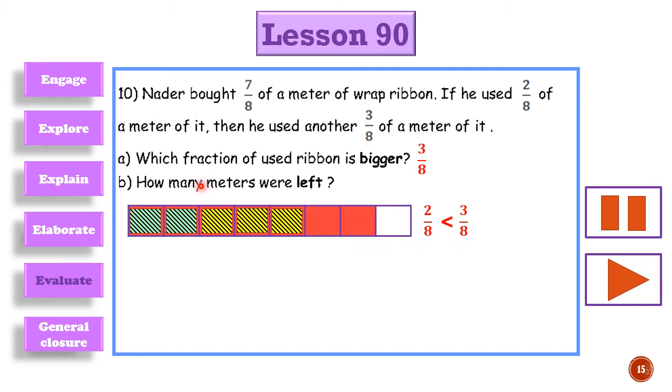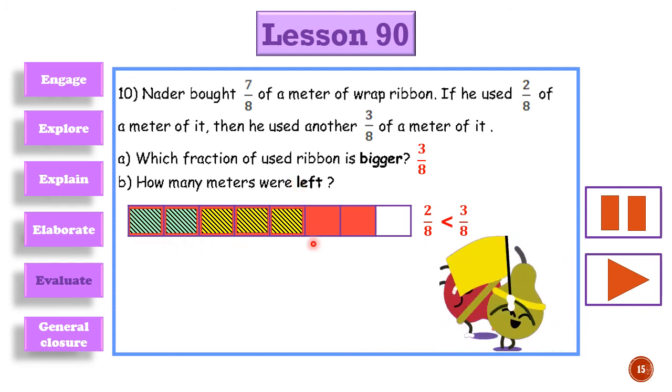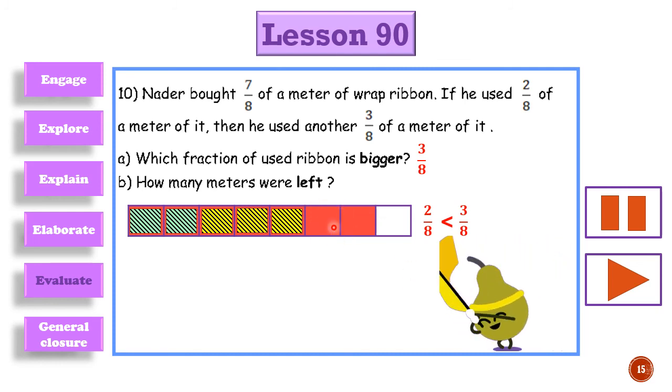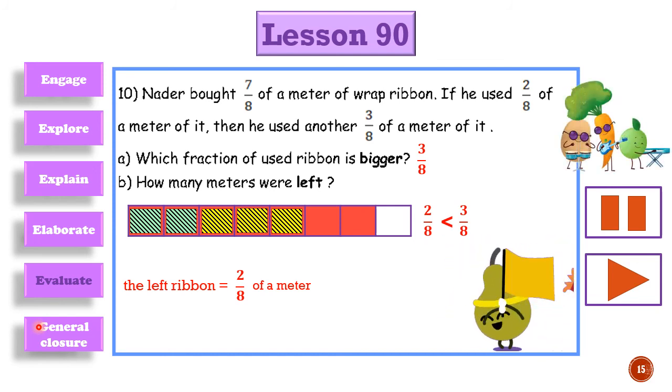Now let's go to the next one. How many meters were left? We used 2 eighths and 3 eighths. From our fraction part, the left will be 2 eighths. The left one will be 2 eighths of a meter. Good job.